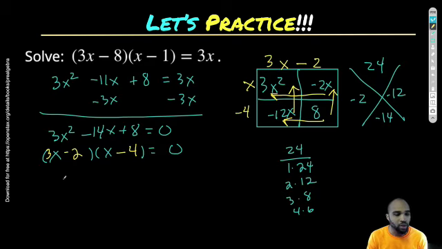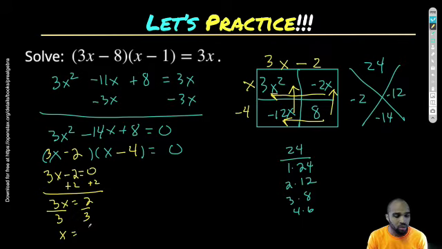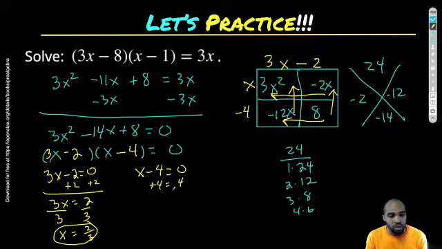I need to set both of these equal to 0. So 3x minus 2 equal to 0. So I'm going to add 2 to both sides. 3x equals 2 and divide by 3. So x is 2/3. There's one of my solutions, and the next one's pretty easy. This is kind of fun when it's that easy. So x is now going to equal 4. So those are my two solutions. x equals 2/3 and x equals 4.